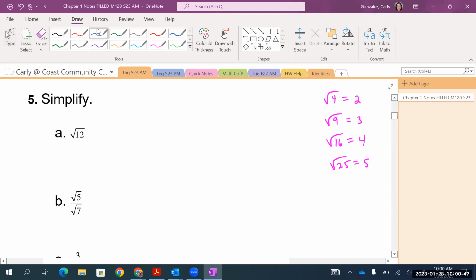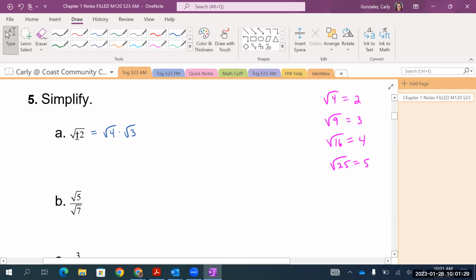So one strategy for simplifying the square root of 12 is to determine if any of these perfect squares goes into 12 evenly. 4 is a perfect square, 9 is a perfect square. So does 4 go into 12 evenly? Yes, because 12 is divisible by 4. So I can rewrite the square root of 12 as the square root of 4 times the square root of 3. And I like to put that perfect square in front.